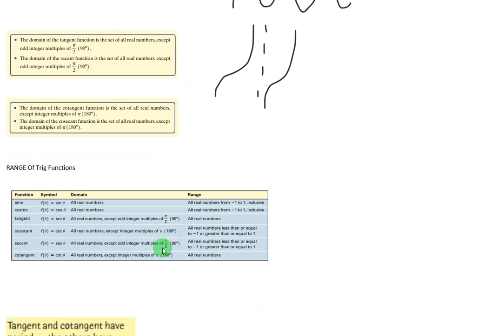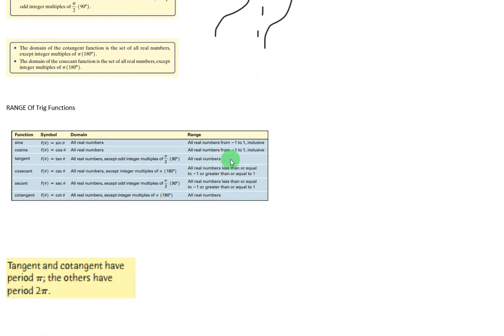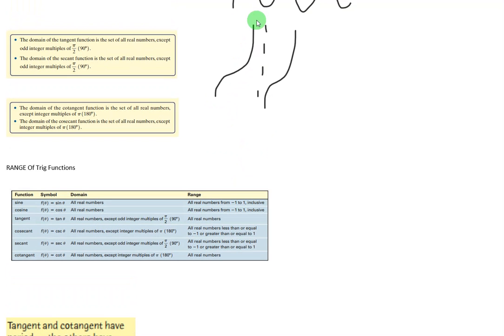So if we look down here, we've got information about the range. For sine and cosine, the domain is all reals, but the range is from -1 to 1. So it's restricted. It doesn't live below here and above here. So this is at 1, this is at -1. For tangent, the range is all reals, and you could see that it goes up forever, down forever. And cotangent would be the same thing. The range is all real numbers.